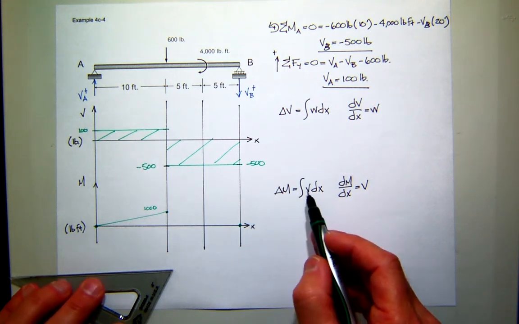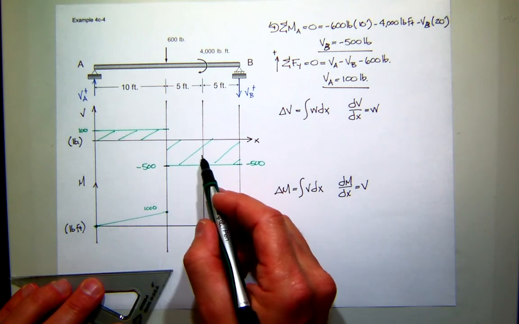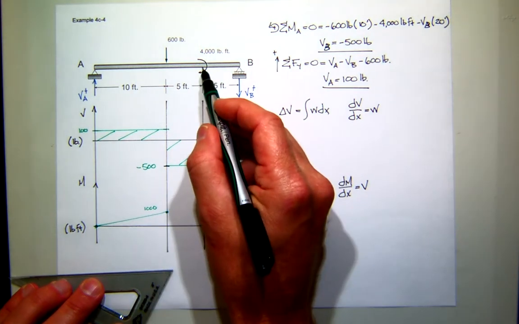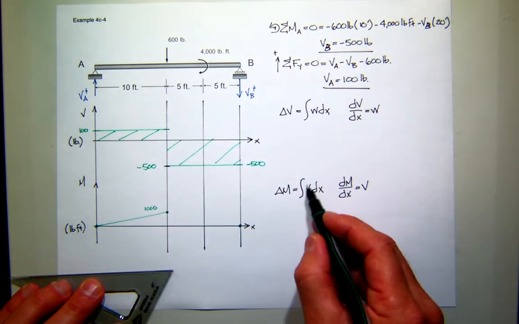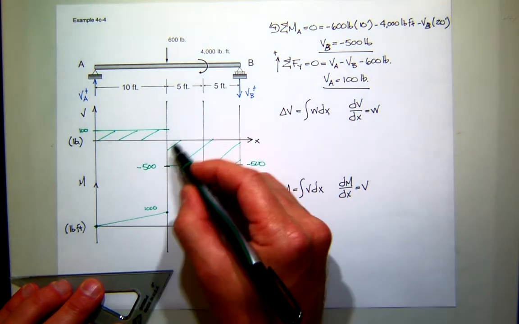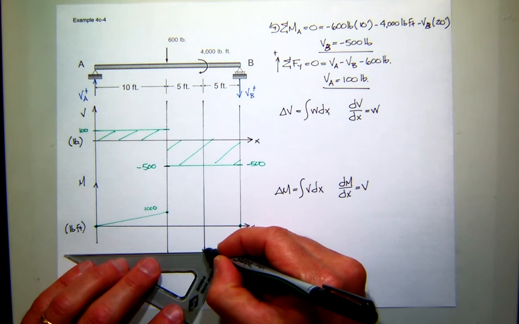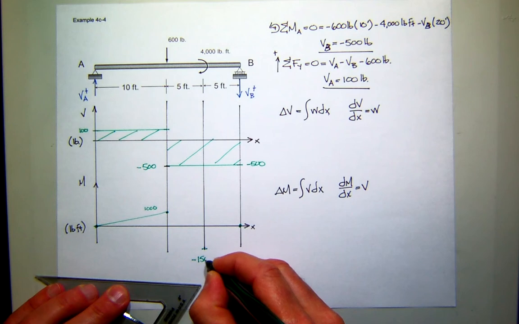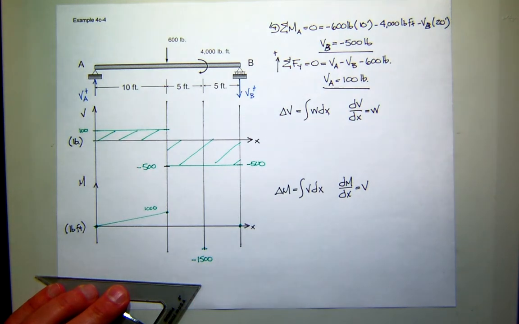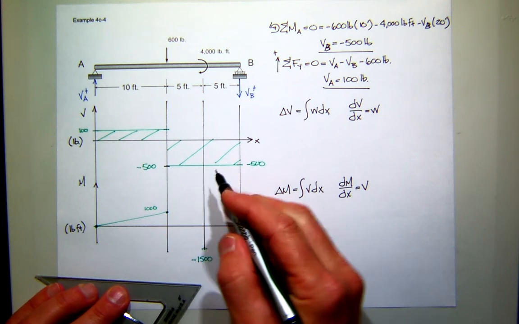Now the change in moment from 10 feet to 15 feet, I'm stopping here because there's an applied moment there that's going to cause an effect in our diagram. So over this first 5 feet, what's the change? What's there in the shear diagram? 5 times 500, that's negative 2,500, right? So 1,000 minus 2,500 brings me to negative 1,500. And the slope of that diagram is the shear, and the shear is constant and negative.